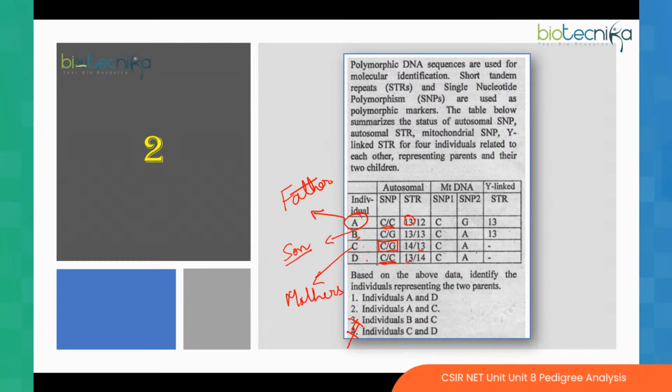So who are the parents? Father and mother. Who are they? A and C. So you can eliminate option 1, and the correct answer will be option 2. As you can see here, even though the pedigree chart is not there, we still have to analyze the question keeping in mind the inheritance pattern of the different traits, whether it is present on mitochondria, on autosomes, or on the Y chromosome, and how the traits are passed on.